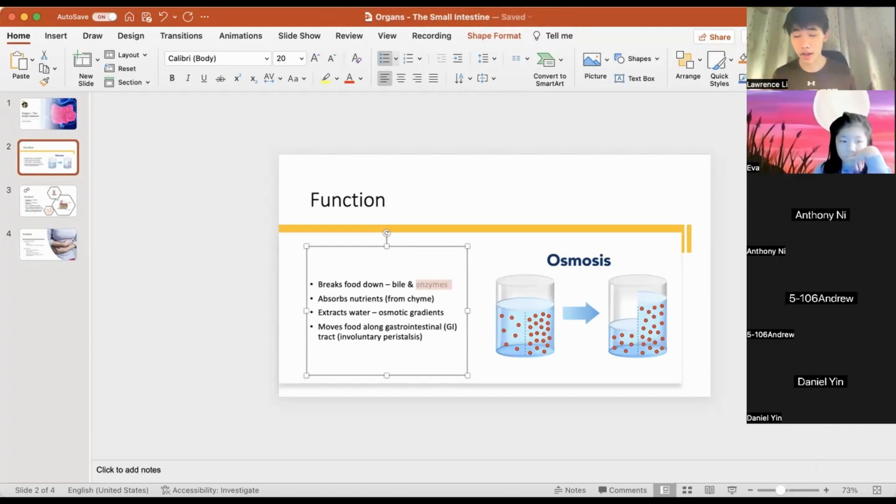Anyways, so probiotics are a word for good bacteria.